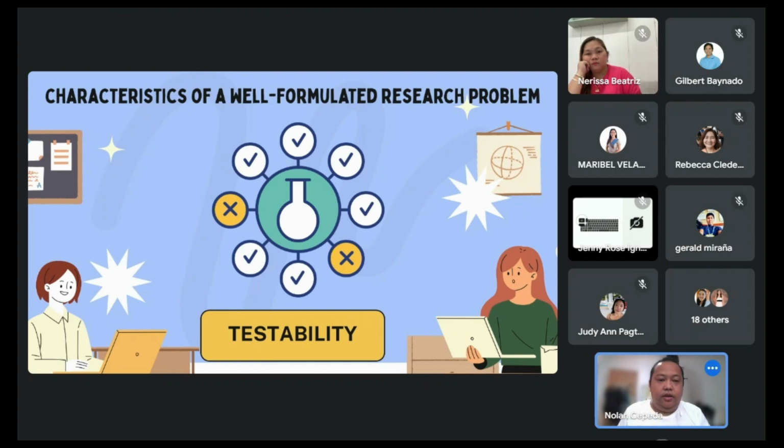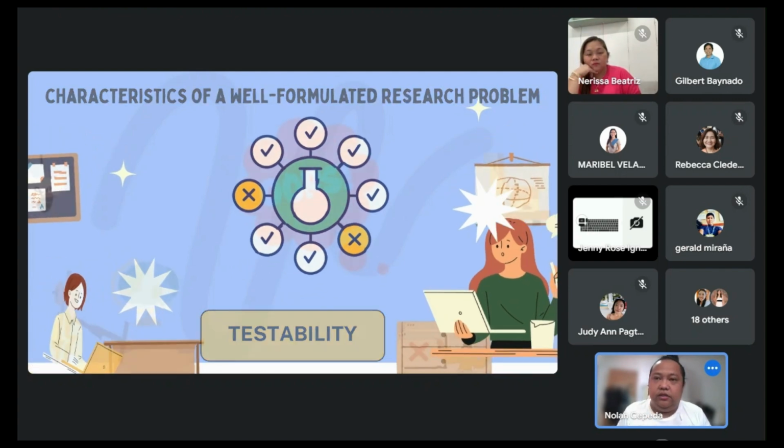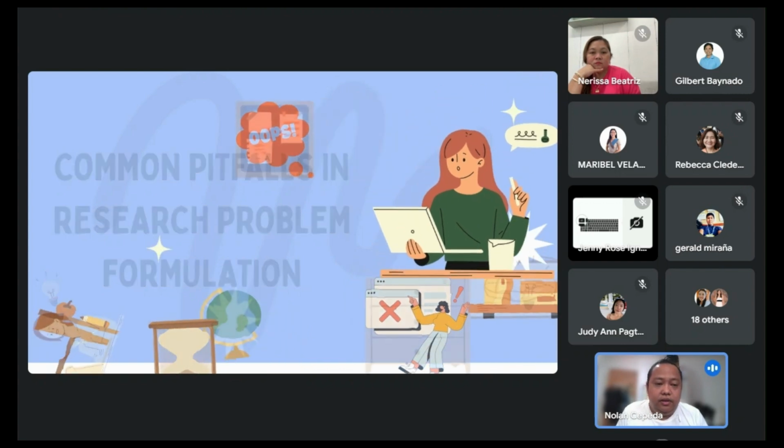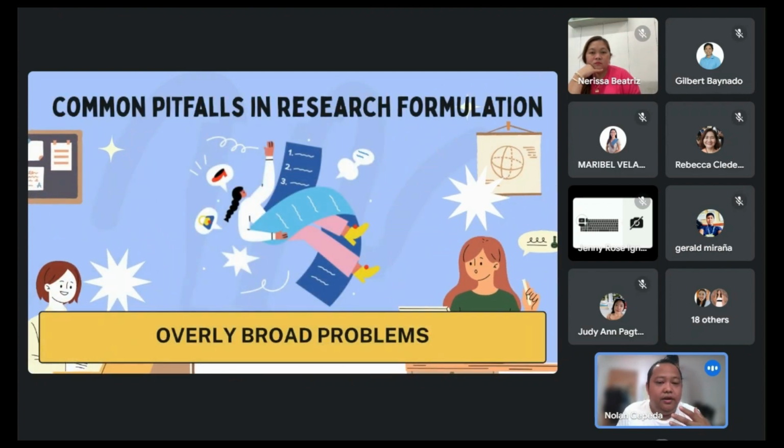So, what are the common pitfalls? Saan commonly tayo nagkakamali in conducting or identifying a research problem? The first one is we try to identify an overly broad problem. So masyadong malawak. Sa pagiging malawak ng research, it only opens more questions, more doors to knock, instead of just knocking only one specific door.